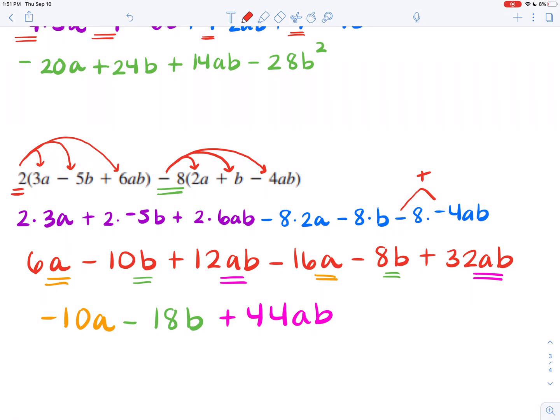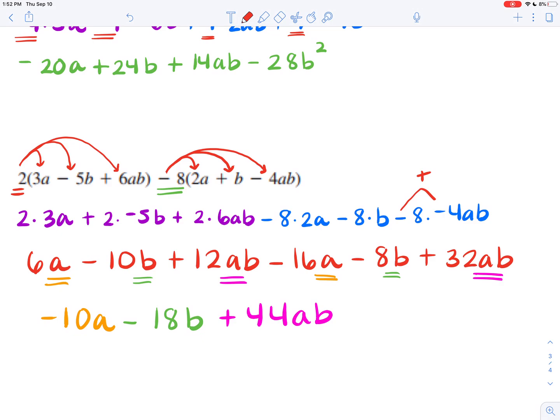Right? I had a terms, right? Those are like terms. So I took the coefficient. 6 minus 16 is negative 10a. Did the same thing with my b terms. Had a negative 10 minus 8, that's negative 18b. And then my AB terms, I had 12 plus 32, and that's where I got my 44ab. All right, so you have to be very careful with these.